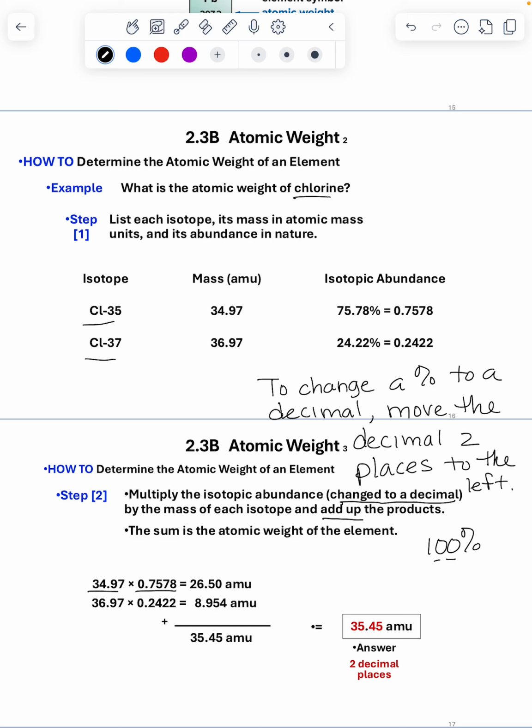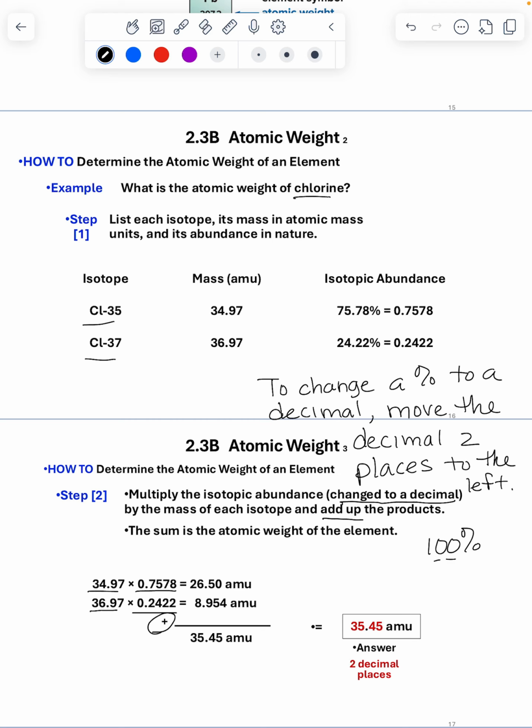So then we do the same for our other isotope. Chlorine-37 has a mass of 36.97, and it has a percent abundance of 0.2422. These are the answers that we got when we multiplied, and now we're simply going to add these together. So a weighted average is different than a normal average. We add these together and we get our average atomic mass, which is 35.45.